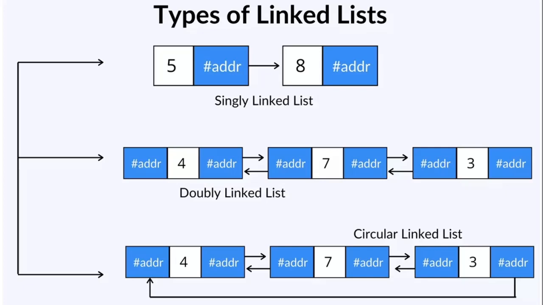The third one is the circular linked list. In a circular linked list, as the name says, the last node will never point to null. It will point to the starting node, so it creates a circle. That's why it is called a circular linked list.